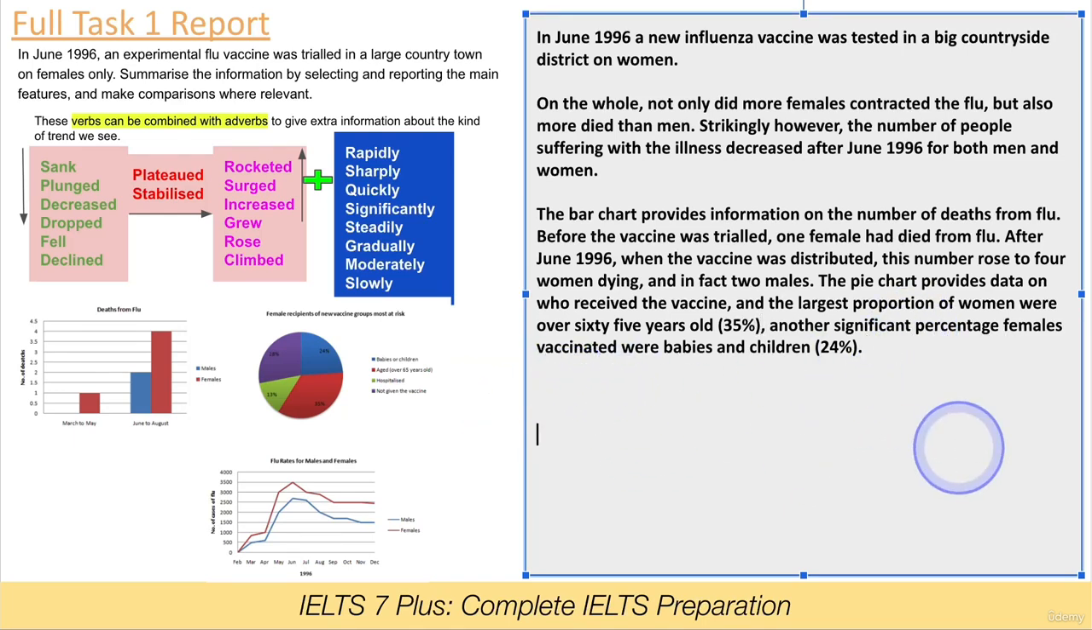Another significant percentage of females vaccinated were babies and children, 24%. Okay, so we've grouped these two together and fed back that information and linked them. And there's nothing stopping us from, if it's relevant, using the pie charts and linking it to the flu rates maybe as well. We'll see how that goes. Okay, let's dive into our line graph, which there is a bit more to talk about.